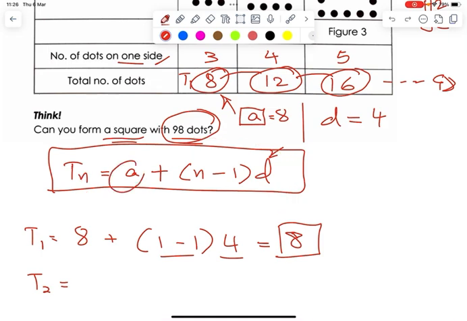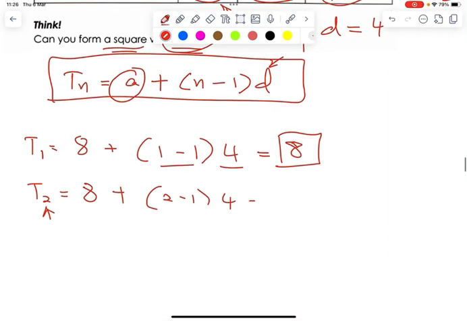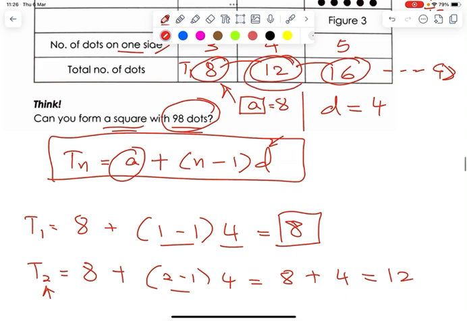Your first term is 8 plus n is 2, right? 2 minus 1 times 4. Okay, that will give you 8 plus 2 minus 1 is 1 times 4 is 4, so total 12. Yep, it's 12, right? Your second term. Your third term should be 16.